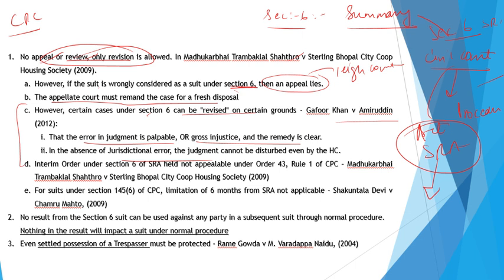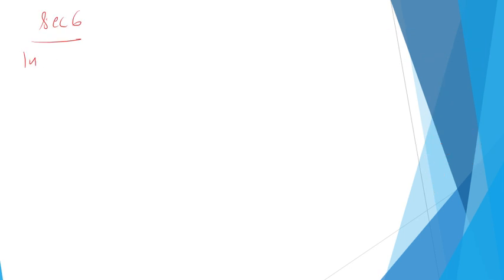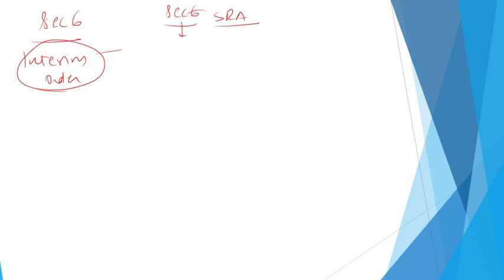Interim order under section 6 of SRA is held not appealable. Since I told you there is a process of interim order, you will deal with it also in your CPC. But an interim order is like, if the SRA procedure is also followed under section 6, it's not required, it's not possible for the court to give a proper decree every time. Sometimes an interim order is filed.